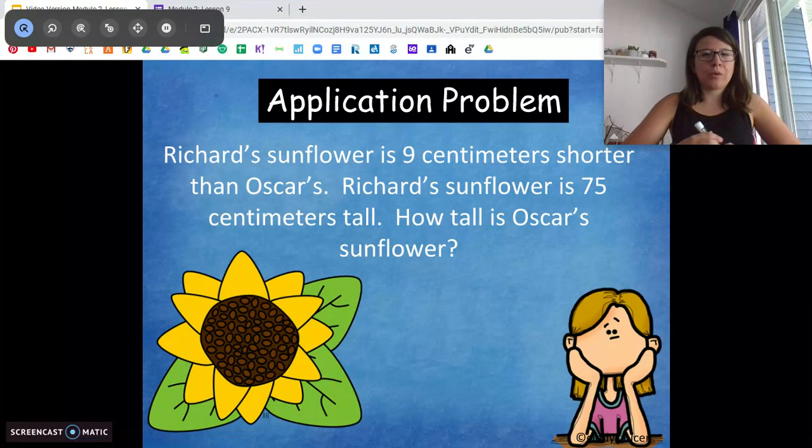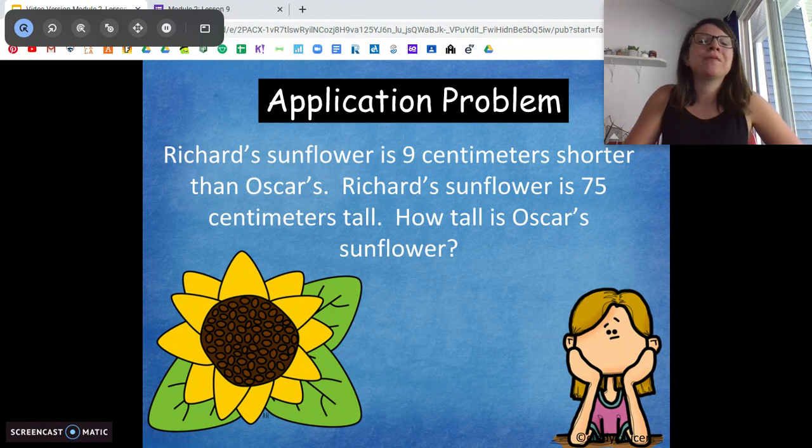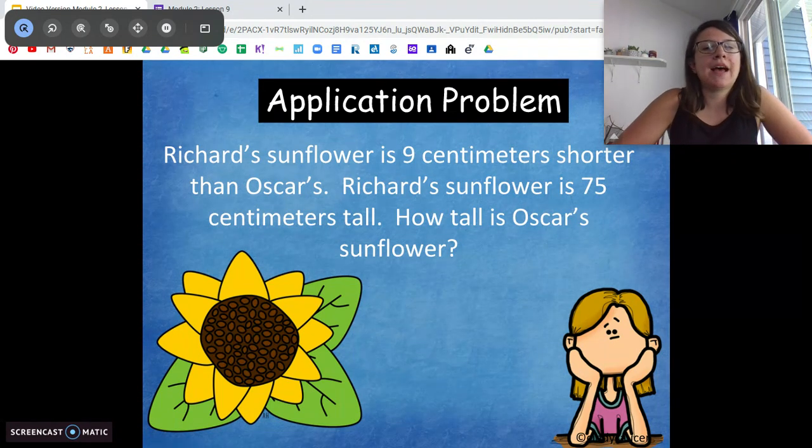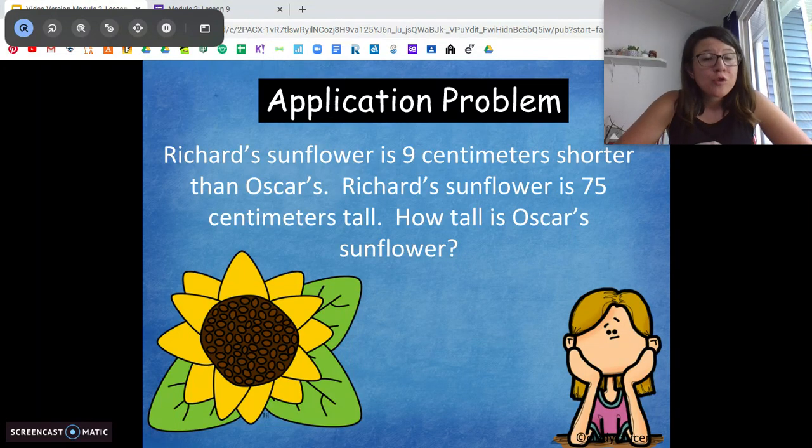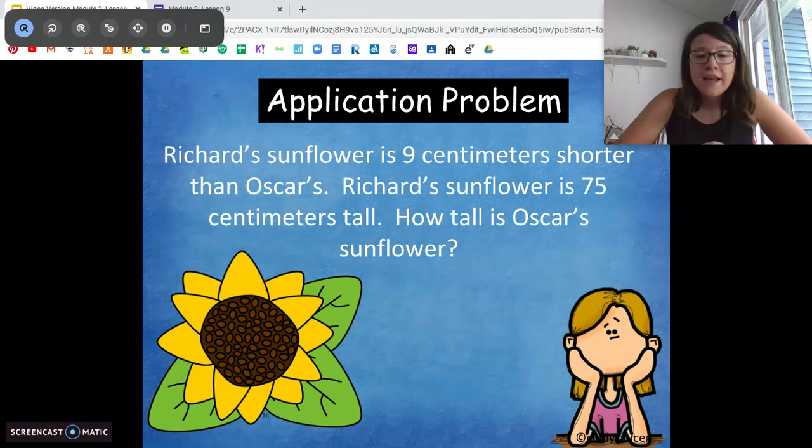All right, let's move on to our word problem for today. Here we go. Richard's sunflower is 9 centimeters shorter than Oscar's. Richard's sunflower is 75 centimeters tall. How tall is Oscar's sunflower?